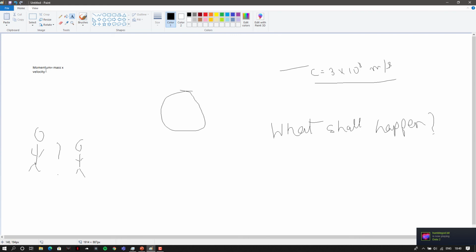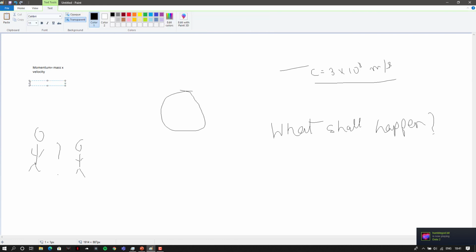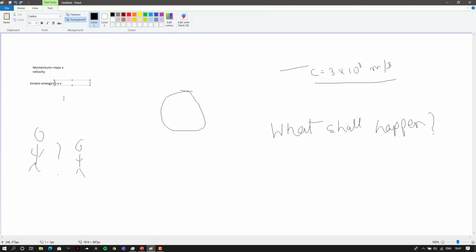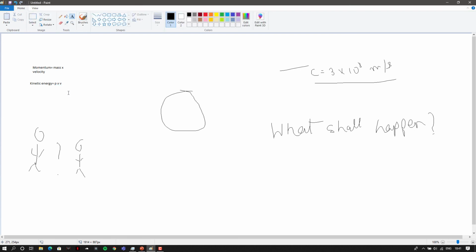Now many of you might not know this, but the actual formula for kinetic energy is nothing but momentum, denoted by p, into the velocity. Okay, this is what kinetic energy is. Oh sorry, it's half of momentum into velocity. Okay, it's half of this.